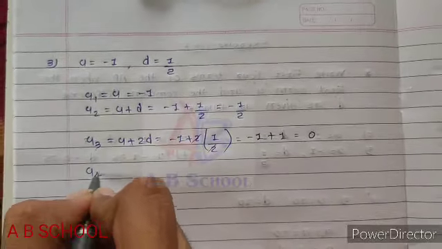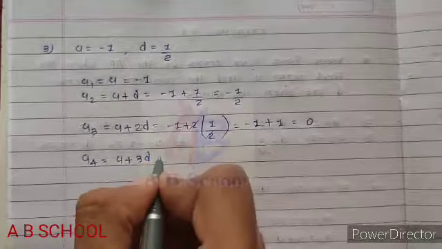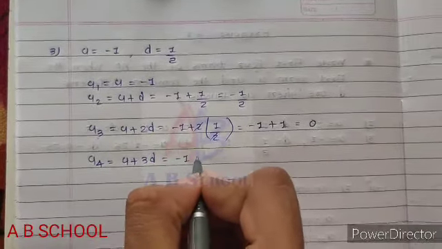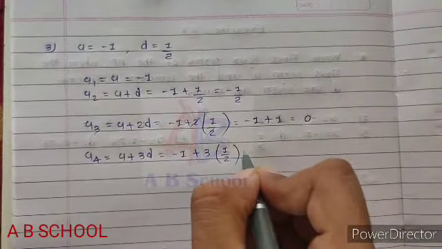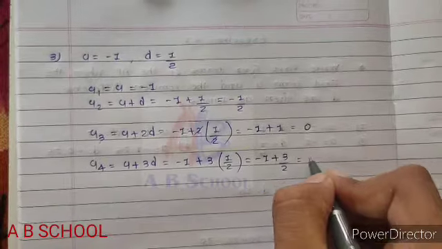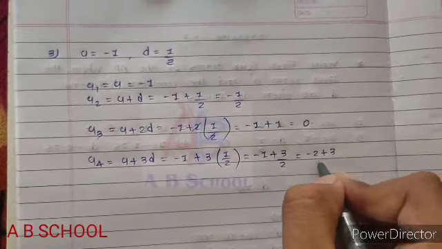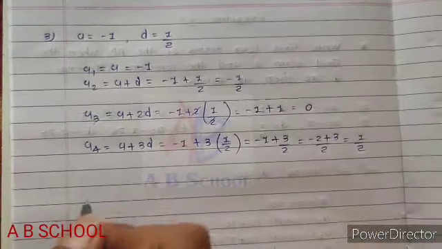Now for a4, value of a4 is equal to a + 3d. Value of a is equal to -1 plus 3, value of d is equal to 1/2. So -1 + 3/2, that is (-2 + 3) divided by 2, is equal to 1/2.